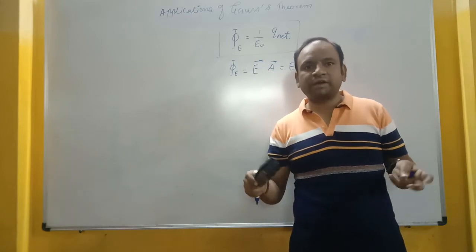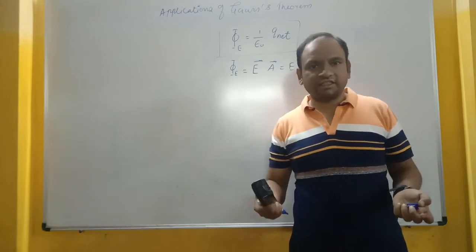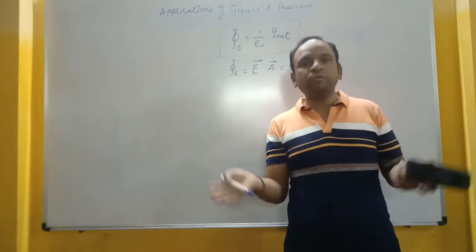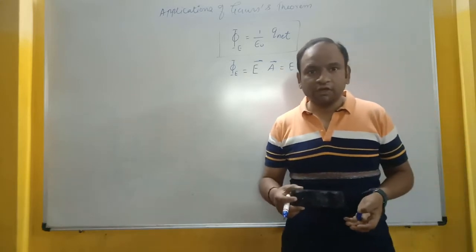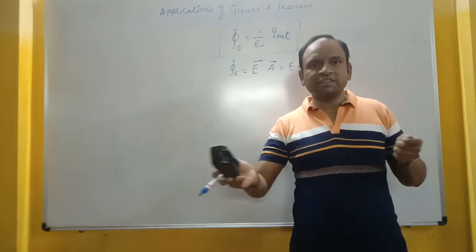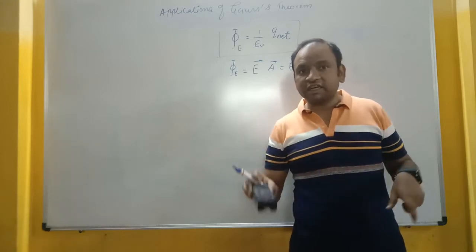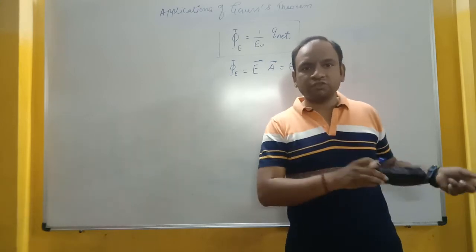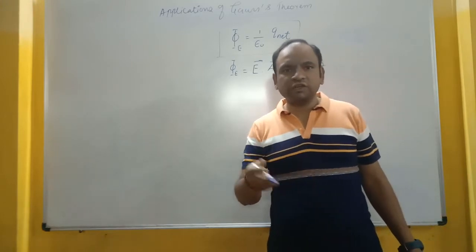If your charge is spread on a given surface, then that is called the surface charge density, the charge per unit area. If the charge is distributed over the whole volume of the conductor, then that is called the volume charge density, the charge per unit volume. These three types of densities have different units also. The linear charge density has the unit coulomb per meter, charge per unit length. Your surface charge density has the unit charge per area, therefore it is coulomb per meter square. If the charge is distributed over the whole volume, it would be coulomb per meter cube, because it includes volume.